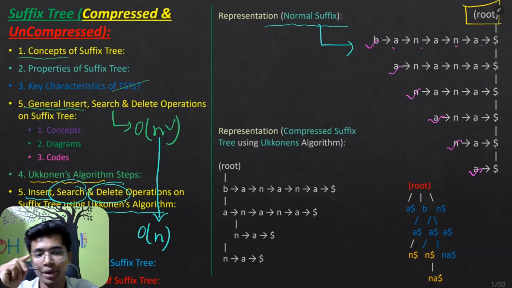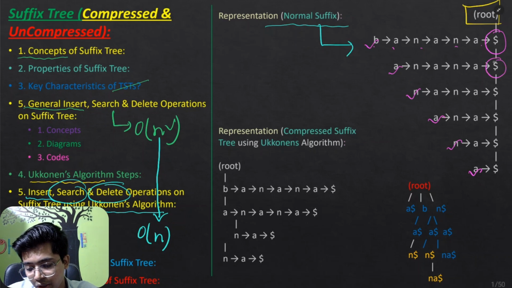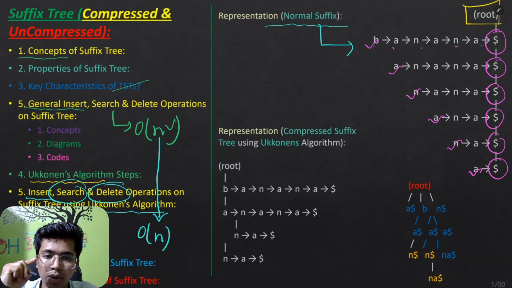And now look, one important thing here: there is a special character, dollar. Not only here, this special character is in all types of suffix trie. That means if you are in the normal, general suffix trie, or in the compressed suffix trie of Ukkonen's algorithm, there is also dollar. So you might be thinking, what is dollar?